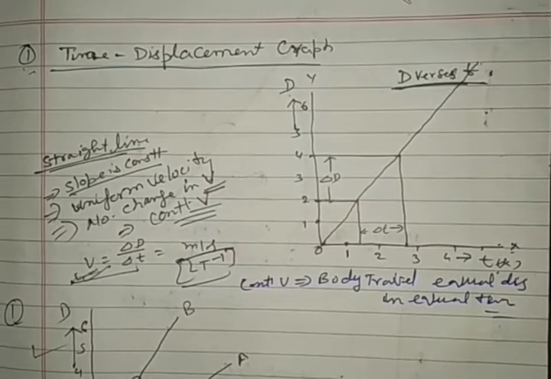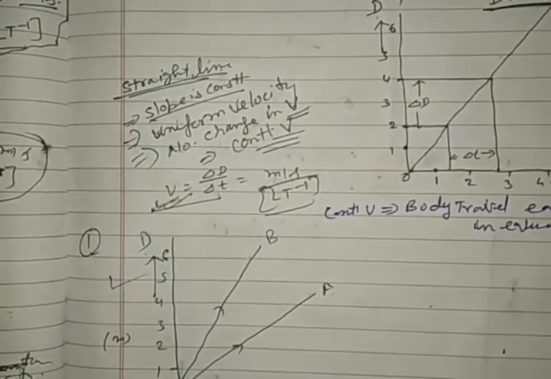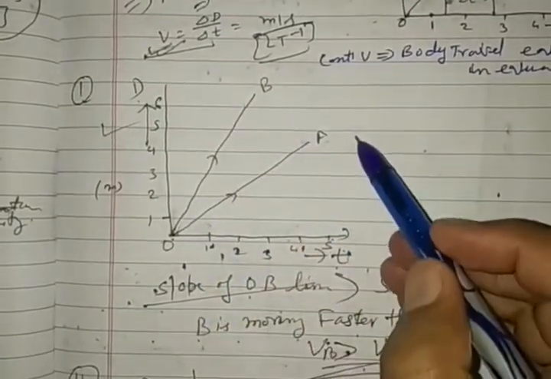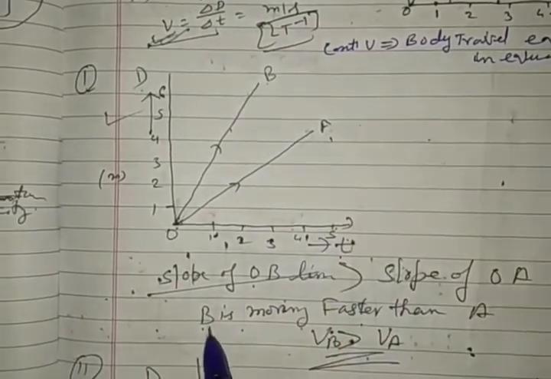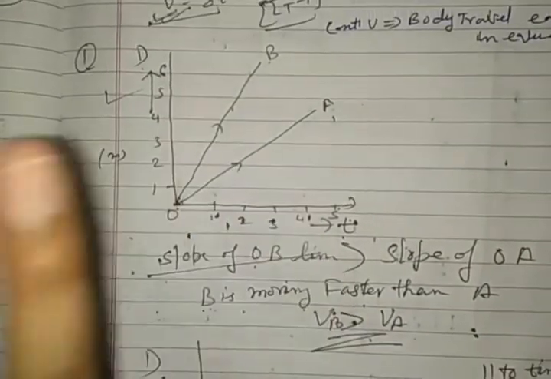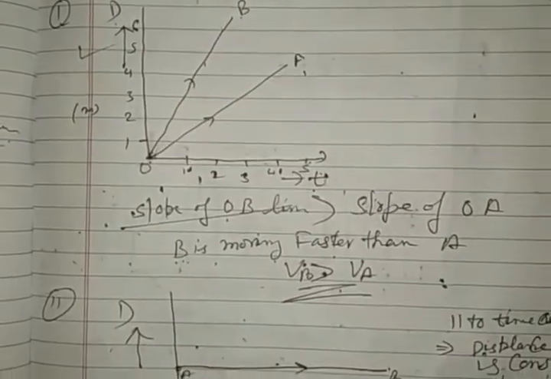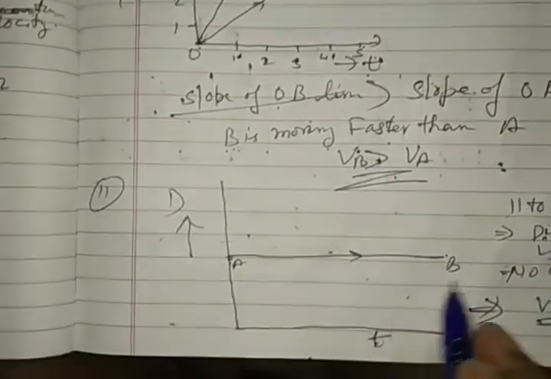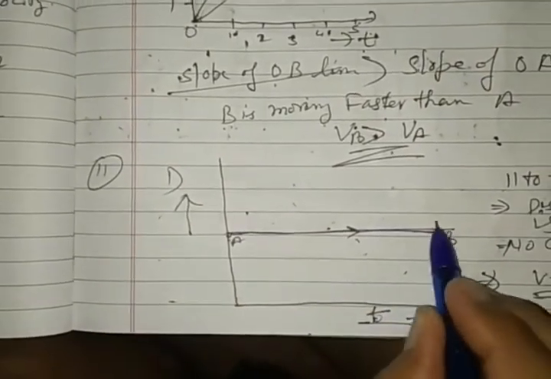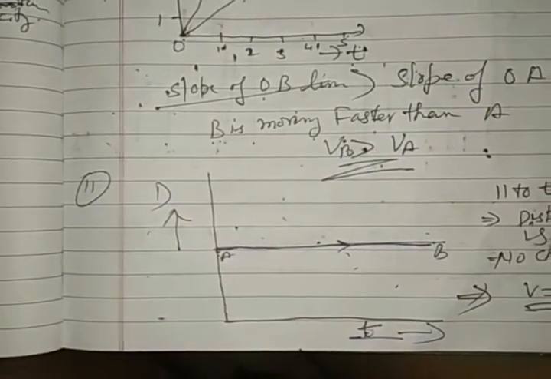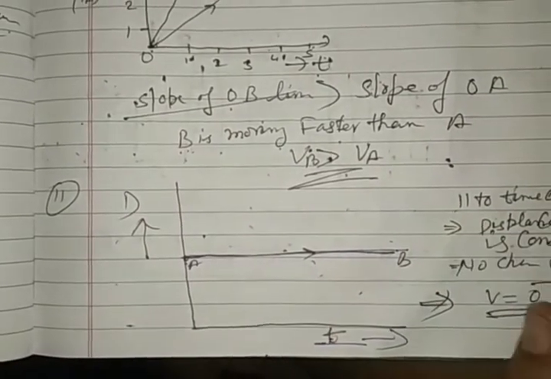Thereafter we took an example, only to revise. In a single displacement time curve, two straight lines are given in which B has more slope in comparison to A, which says B is moving with greater velocity than A. Thereafter we saw a displacement time curve in which a straight line is parallel to the time axis. If any graph is obtained like this, it means velocity is 0, which means the body is at rest.